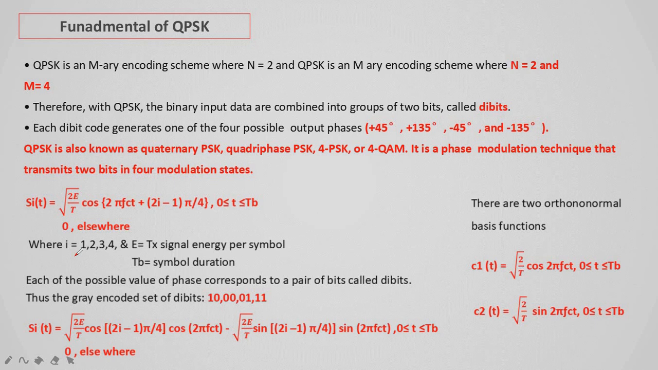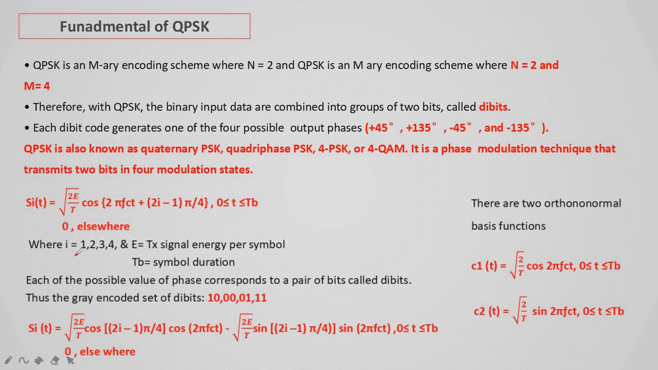The transmission of 2 bits is required. And when we are transmitting this signal, we require 2 carrier components. Remember that. Okay. So the general equation, as you can see, s_i(t) is equal to the square root of 2 by T cos of (2 pi f_c t plus (2i minus 1) pi by 4). So pi by 4 means it is 45 degrees.